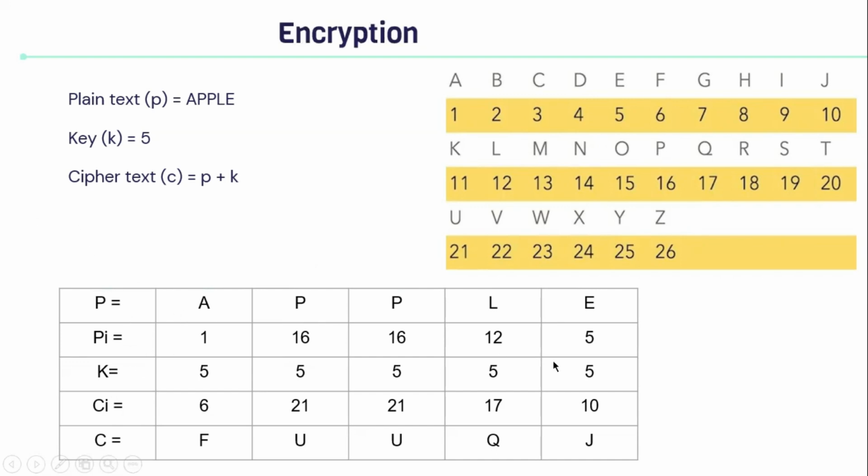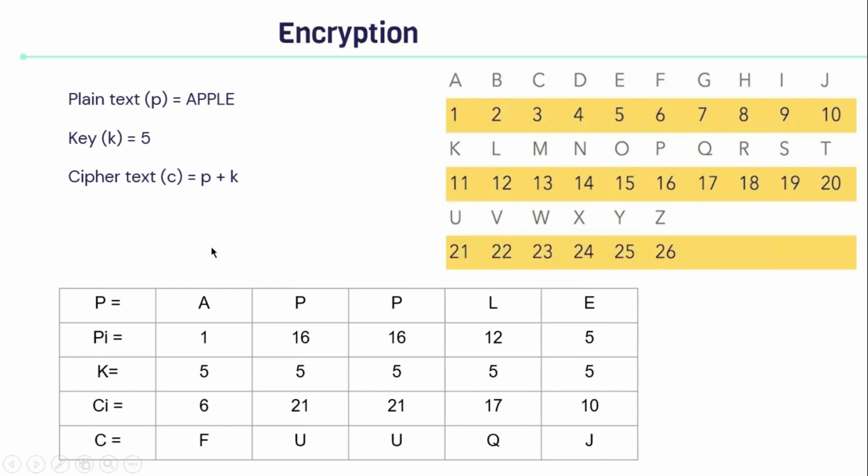So this is how the encryption works. First, we have the plain text, apple. Then we need to find out the index value of each alphabet: A is 1, and so on. Then we need the key value, which is 5.